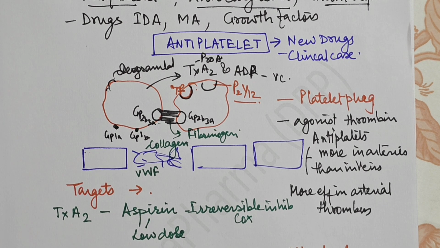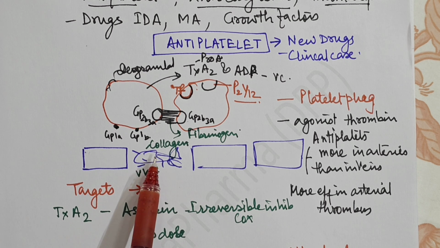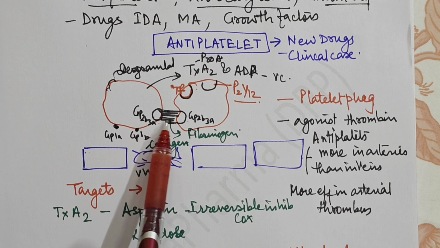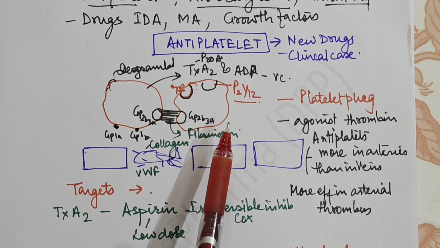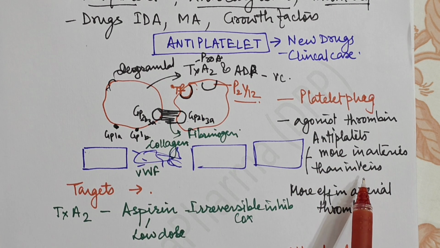This is the mechanism: whenever there's a breakdown in the endothelium, there's generation of collagen and von Willebrand factor, which are reactive proteins. They attract the platelets, which attach to the receptors, and thus the formation of the platelet plug starts. There's release of thromboxane A2 and ADP, which attach to further platelets and initiate the thrombosis process. Now, this is seen more in arteries.